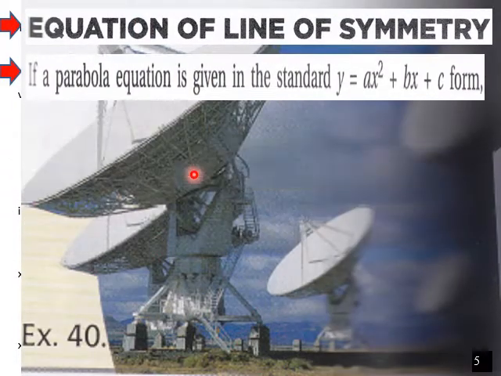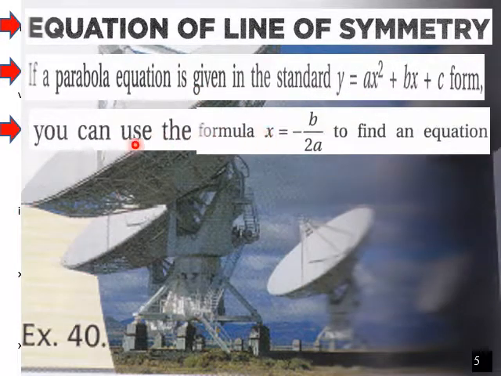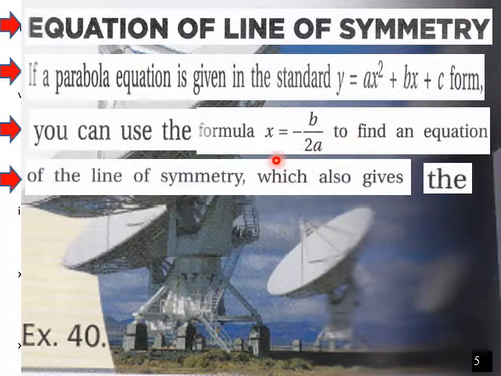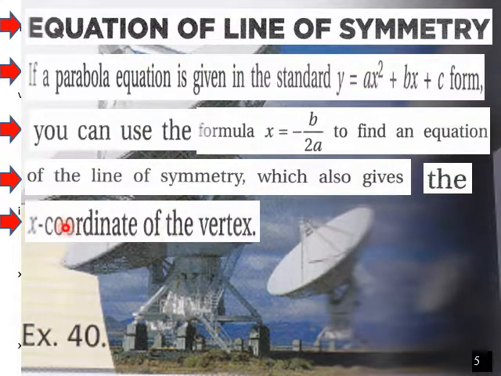The equation of a line of symmetry of a parabola equation is given in a standard form. You can use the formula x equals negative b over 2a to find an equation of the line of symmetry, which also gives the x-coordinate of the vertex. So this is your x-coordinate of the vertex here, negative b over 2 times a, and then that will give you your x-coordinate of the line of symmetry.